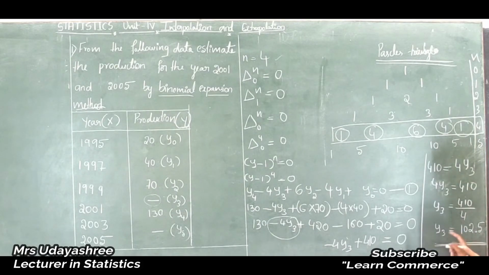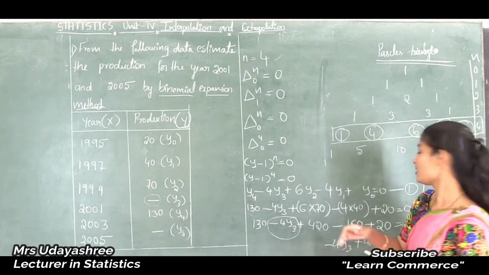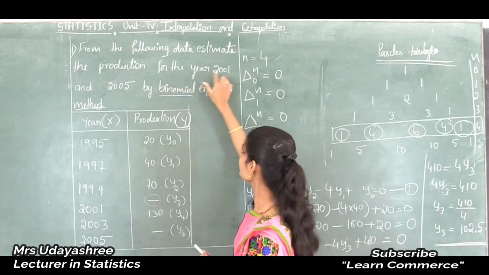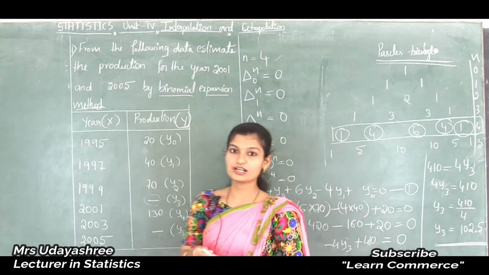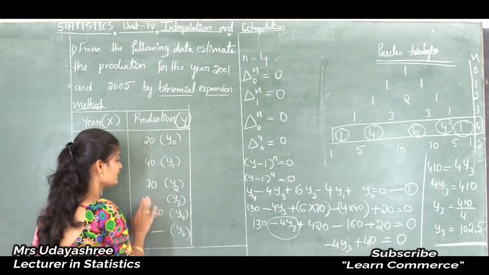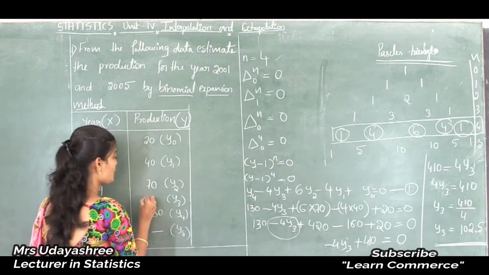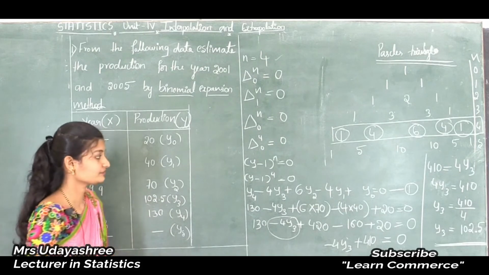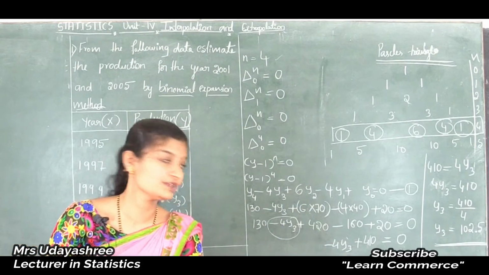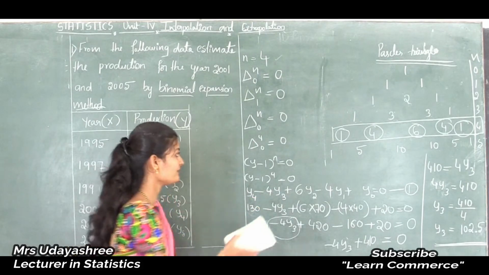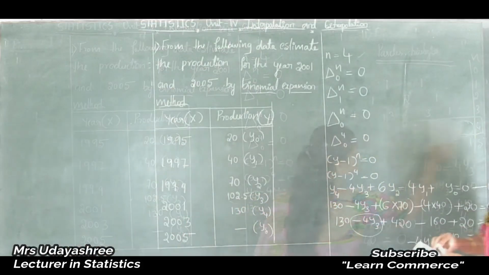So here y3 is equal to 102.5. In the sense what? The production for the year 2001 is 102.5. So in the place of y3 I will write 102.5. Okay, next we need to write the second equation. How to write the second equation? I will write here only.